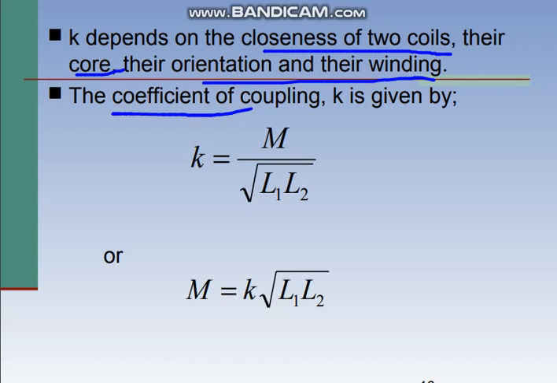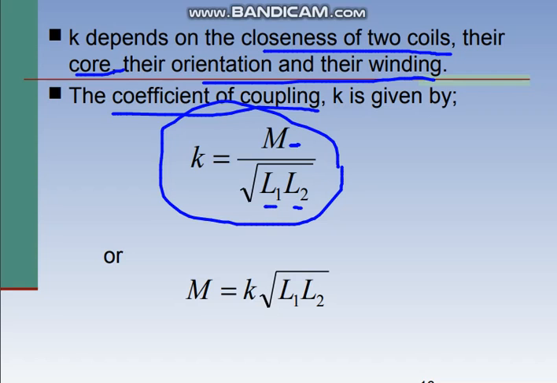The coefficient of coupling K is given by this formula: K is equal to M divided by the square root of L1 L2. If there are two coils, L1 and L2 are the self inductances, and M is the mutual inductance. Mutual inductance is the same, divided by the square root of L1 and L2, and from this we can also find out M is equal to K times the square root of L1 L2.